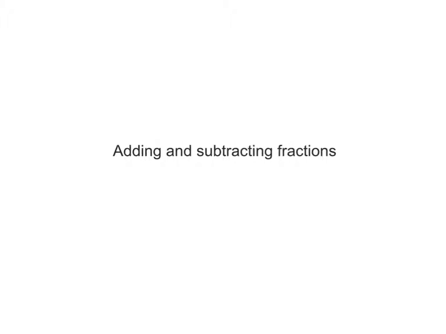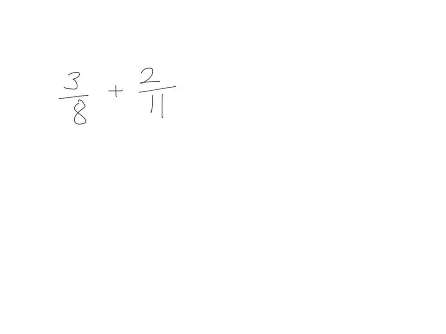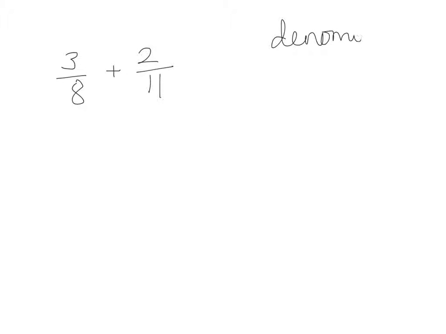So we're just remembering how to add and subtract fractions. Let's say, for example, you are asked to add 3/8 and 2/11. Now remember, in order to add fractions or subtract fractions, the denominators have to be the same. Well, at the moment, these denominators are not the same. 8 is not the same as 11, so we need to make them the same.